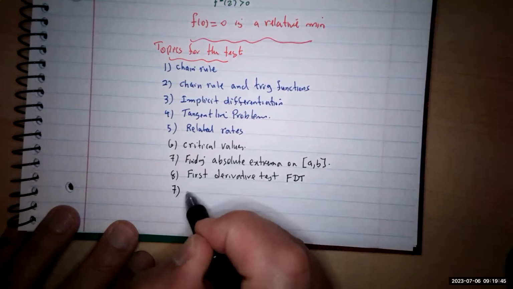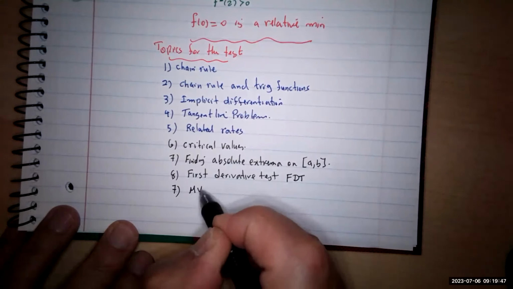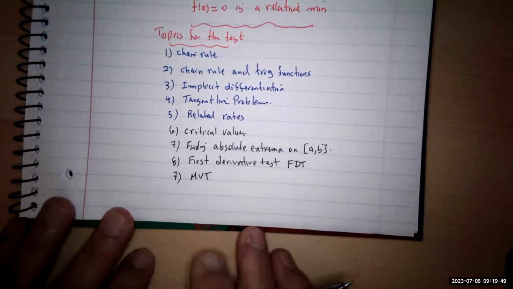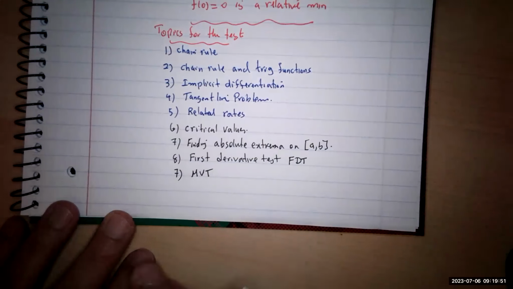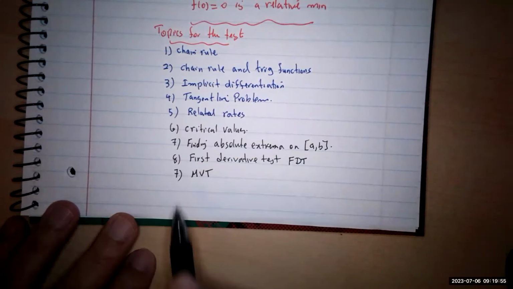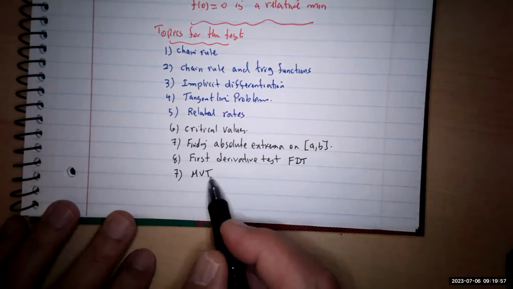Number 7, one question on the mean value theorem, MVT. We give a function and we are going to test whether the MVT can be applied or not, and find all the possible values for the c. Okay, MVT.